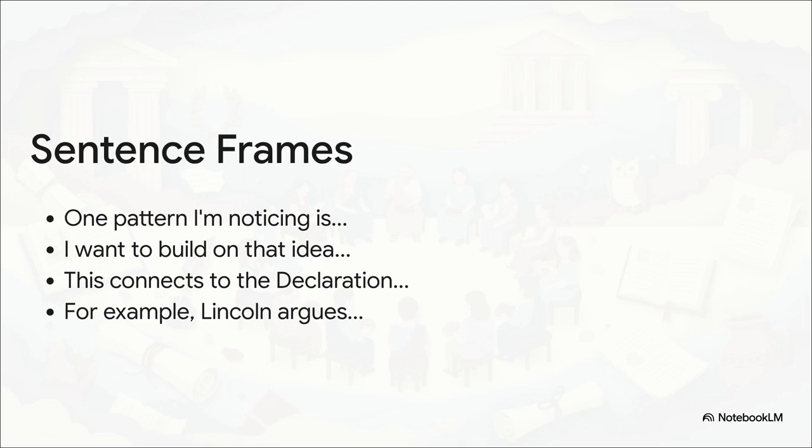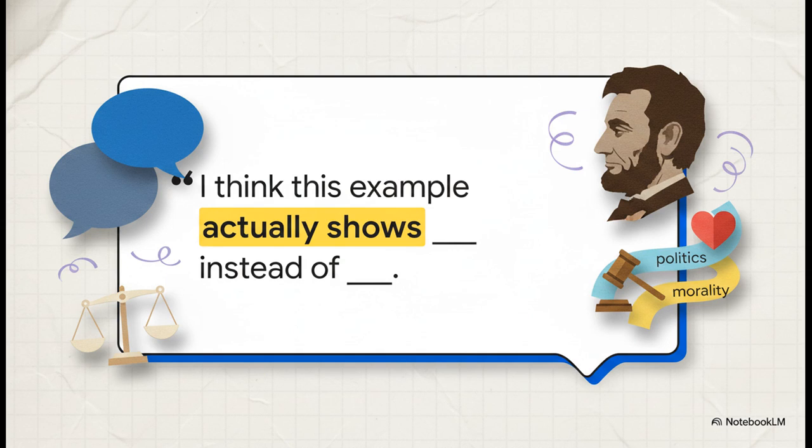Notice how these frames force you to connect multiple speeches and themes together. Pointing out that one pattern I'm noticing across these speeches shows total mastery, because you're zooming out and seeing the much bigger historical picture. But what happens when you actually disagree?